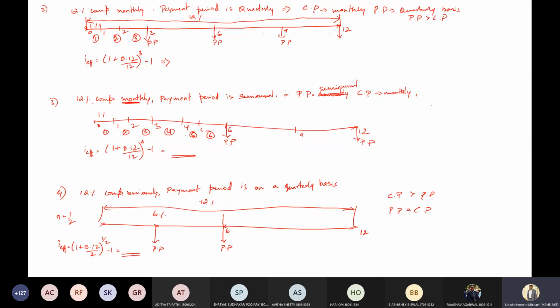I believe some of you have calculated and got the right answer. Yes, many of you have got this answer as 2.95%. You are right. Any doubts here? Any doubts?